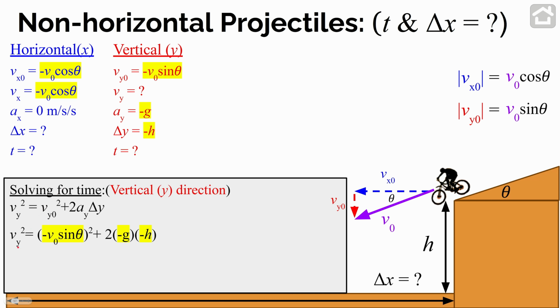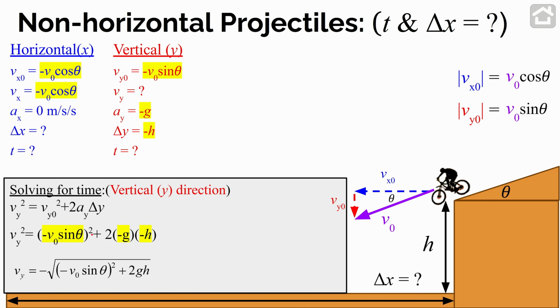So it's the final velocity in the y direction squared is equal to the initial velocity in the y direction squared, which we plug in negative v sub 0 sine theta. That's the y component of the initial velocity. We have to square that, plus 2 times the acceleration in the y direction, negative g, times the change in y position or vertical displacement, that's negative h. And so if we want to find an expression for the final velocity in the y direction, which will ultimately give us time, we have to square root both sides. And so the left side is just the final velocity in the y direction, and the right side is the square root of all of this stuff.